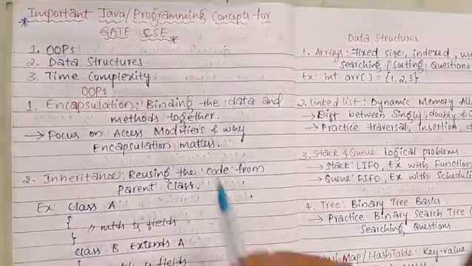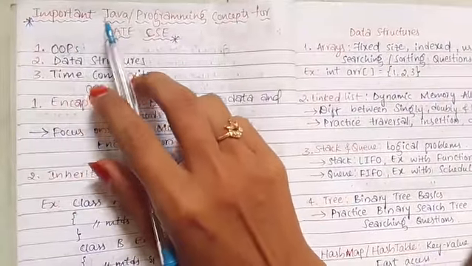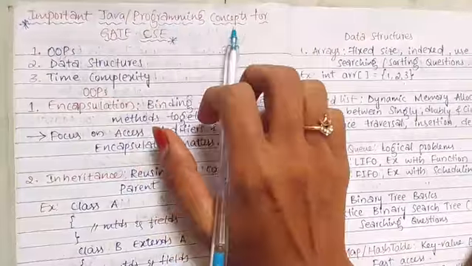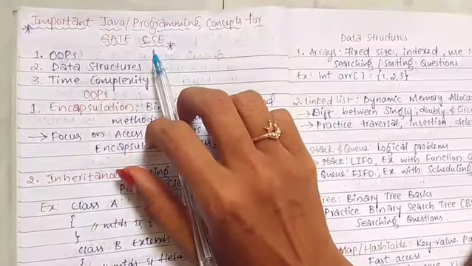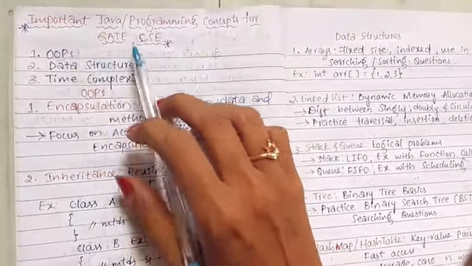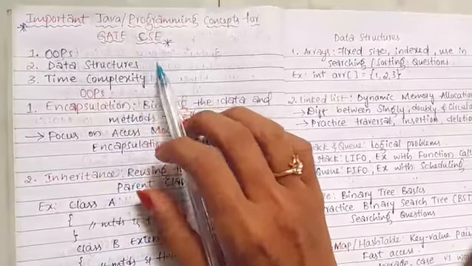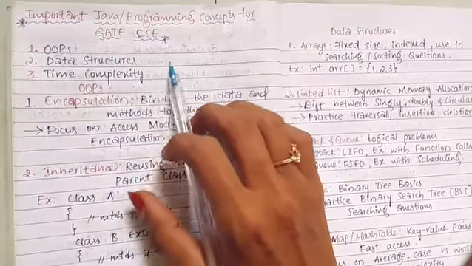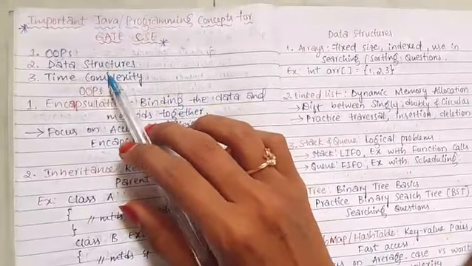Hello everyone. In this video I'll explain the important Java or programming concepts for the CSE GATE exam. I'll be covering the OOPS concepts, data structures and time complexity. These three concepts I'll be covering.